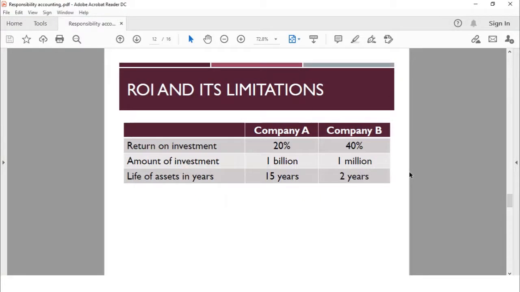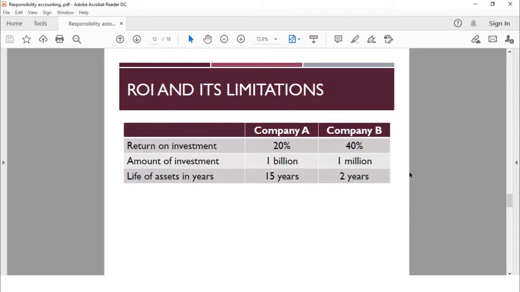Now, let's move on to ROI and its limitations. So, the use of ROI has several limitations, which I'll be explaining to you given this example. So you have two companies, company A and B. Now you can see here the ROI of company A is at 20%. The ROI of company B is at 40%.